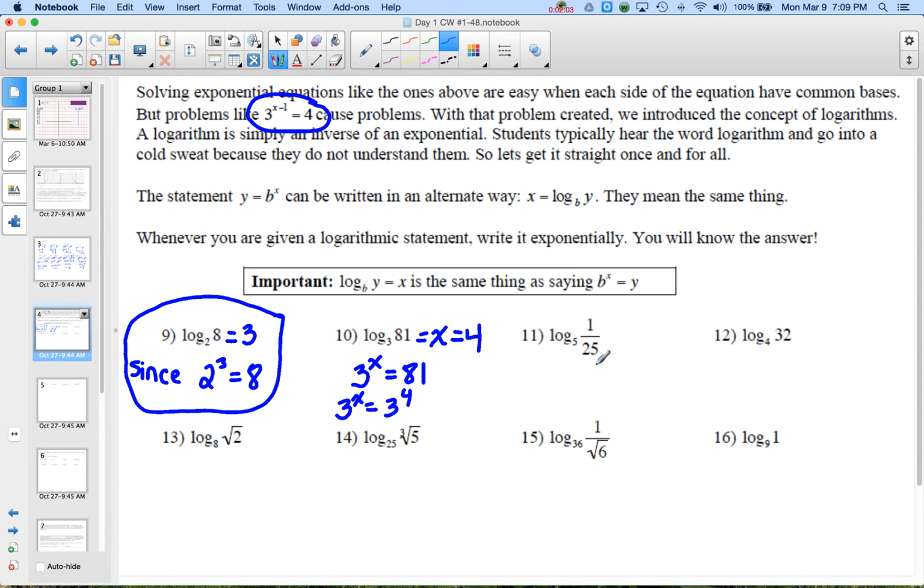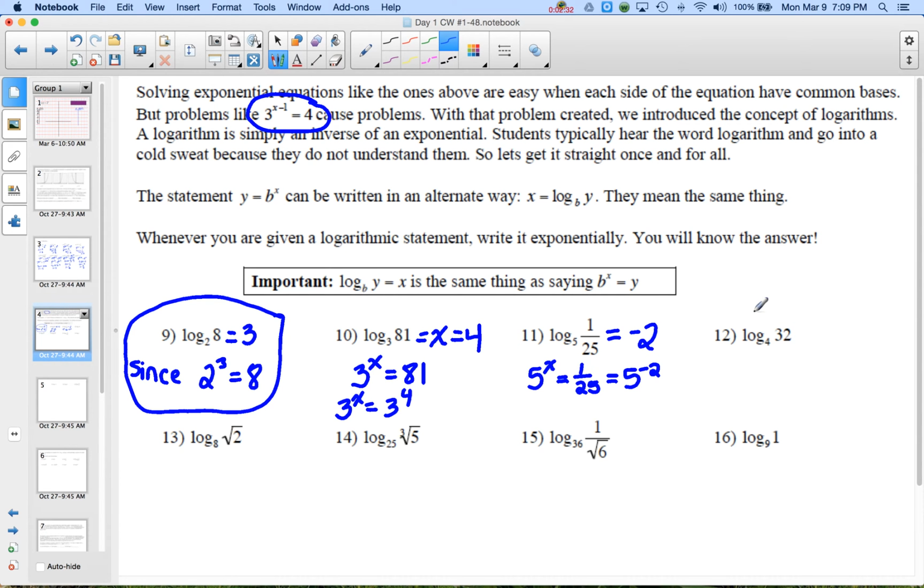Okay, so on this next one, I'm going to think about 5 raised to what power, and I just use an x to represent the what power, equals 1/25. So I'm going to find a common base, which is 5. So this is going to be 5 to the negative 2. So then x would have to equal negative 2. So that would be what this expression is.